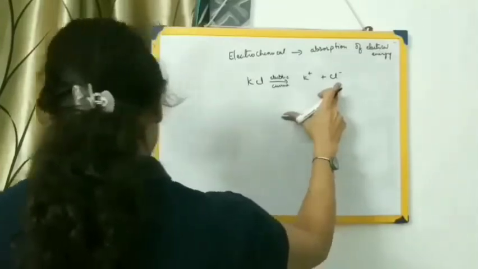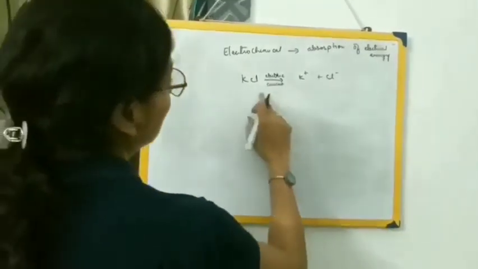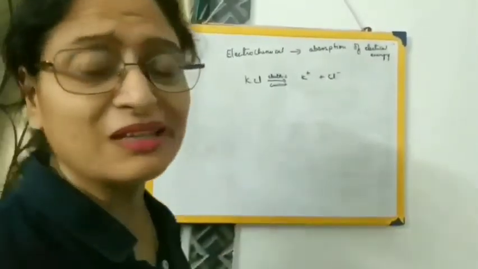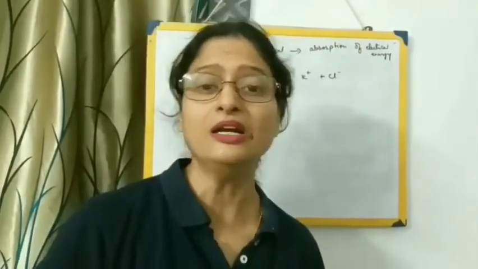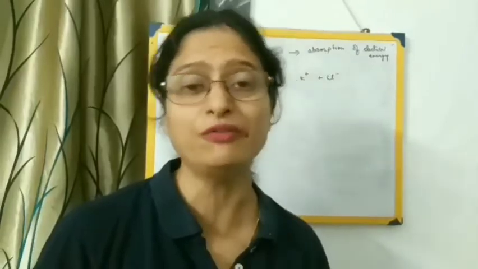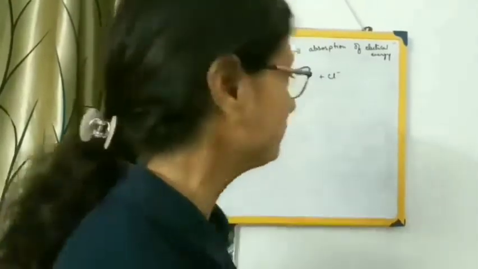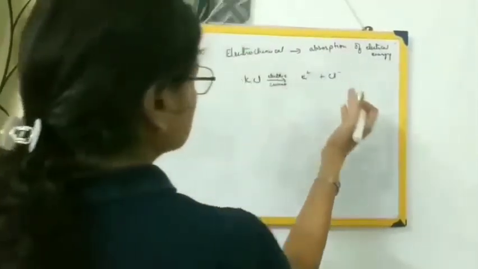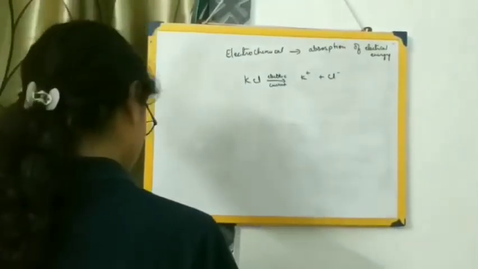Then we also have one more electrochemical reaction, which I told you some time back, that is electrolysis. When you pass electric current into water molecules, what happens? It will form hydrogen and oxygen. It's a very simple equation, no need to write it down again.